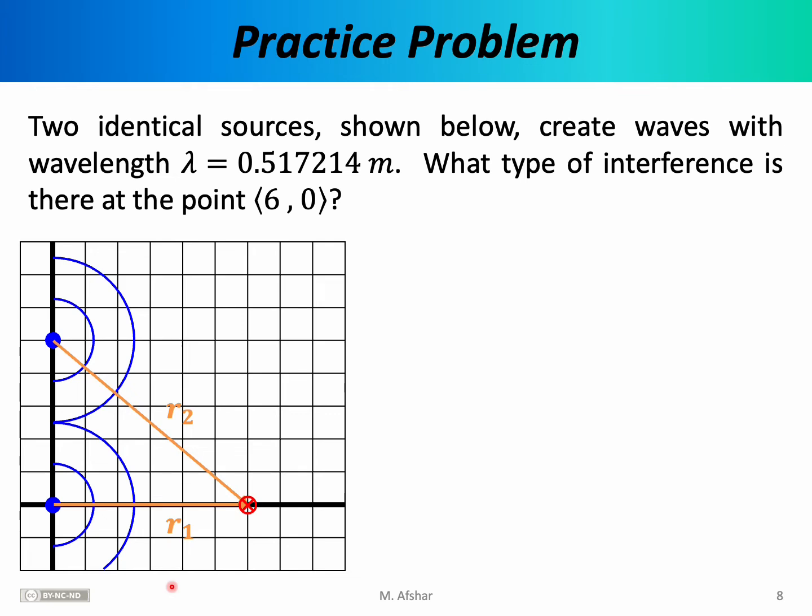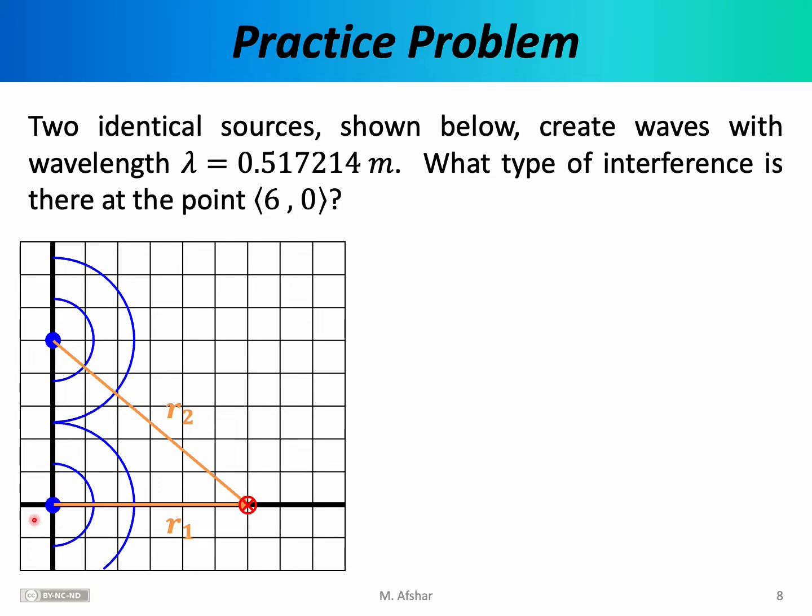So we've covered a lot of new material. Let's do a practice problem to help us digest some of this information. We have two identical sources shown below, and they create waves with a wavelength of lambda. What type of interference is there at point 6, 0?